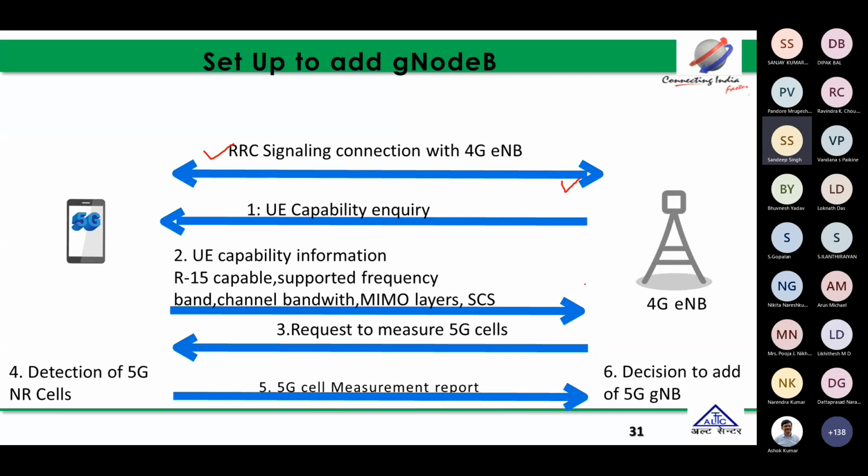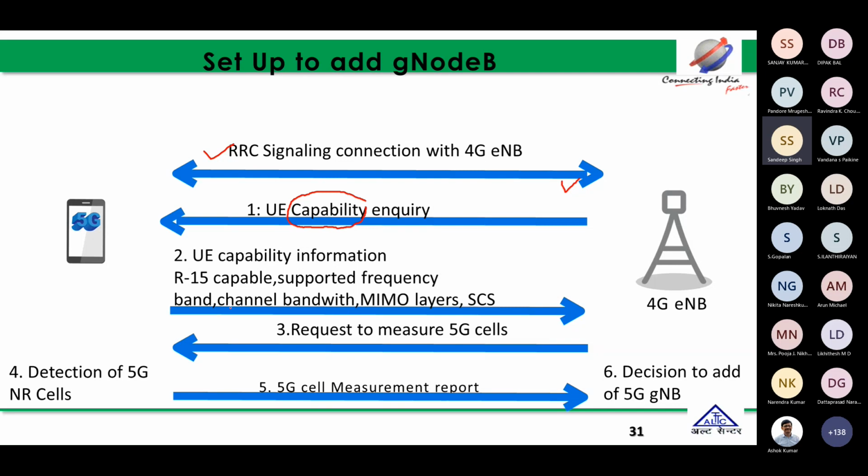Then first, the 4G node B makes an inquiry towards the 5G. That is the capability inquiry, whether an ENDC capable UE is there or not. That capability inquiry information contains what frequency bands they are capable of, what MIMO layers they are capable of, and what subcarrier spacing they are capable of transmitting. All this capability inquiry is done by the 4G node B, that is the master node B in the 5G NSA mode.